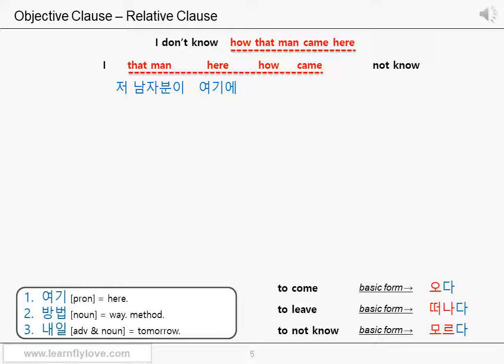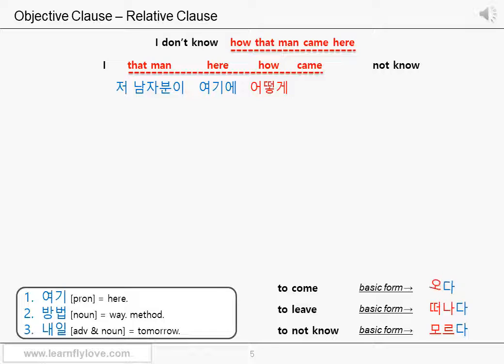여기. It's not an adverb in Korean. It's a pronoun. So you can add a destination and location particle 에. 여기에. But even though you don't add a particle 에, it will sound fine because the pronoun 여기 also contains the strong meaning of a place. How? 어떻게? You didn't forget, right? 어떻게? Came. It's in the past tense.